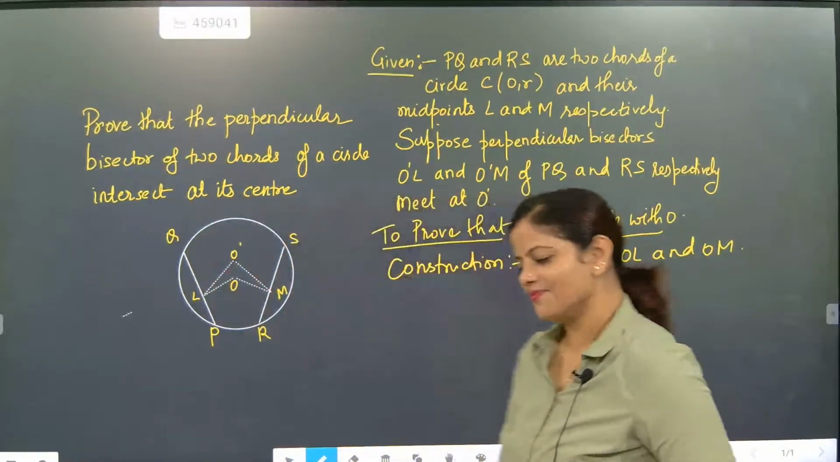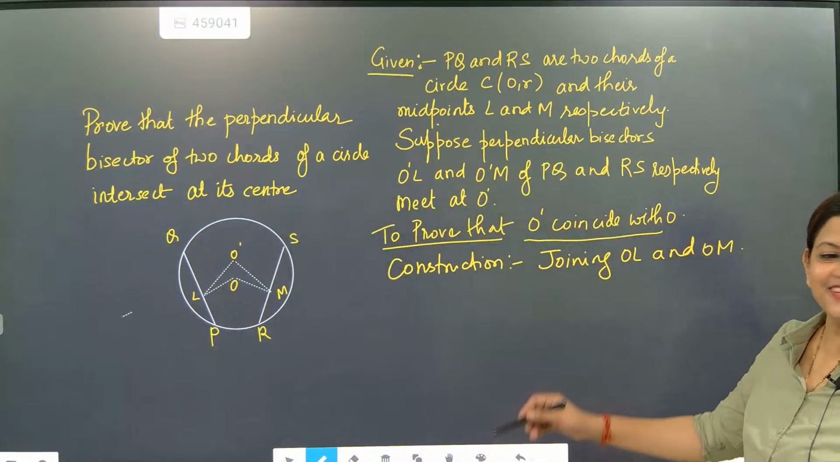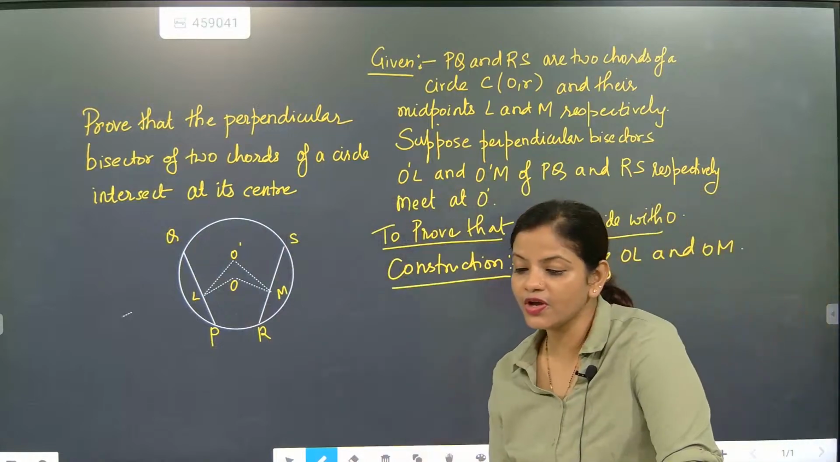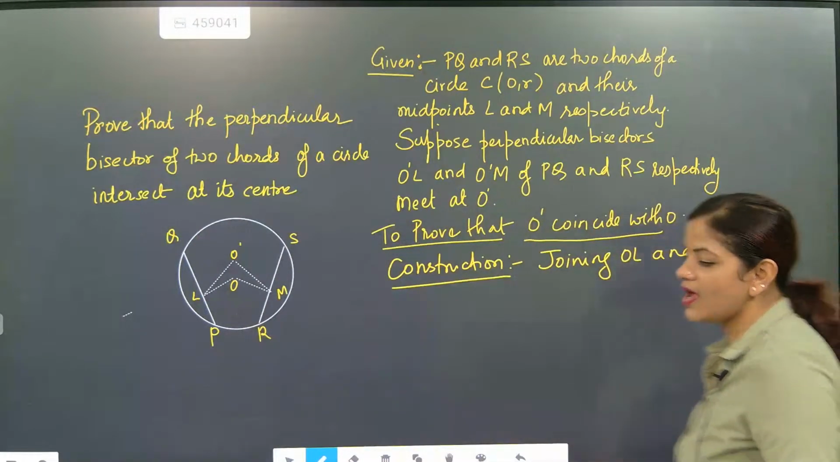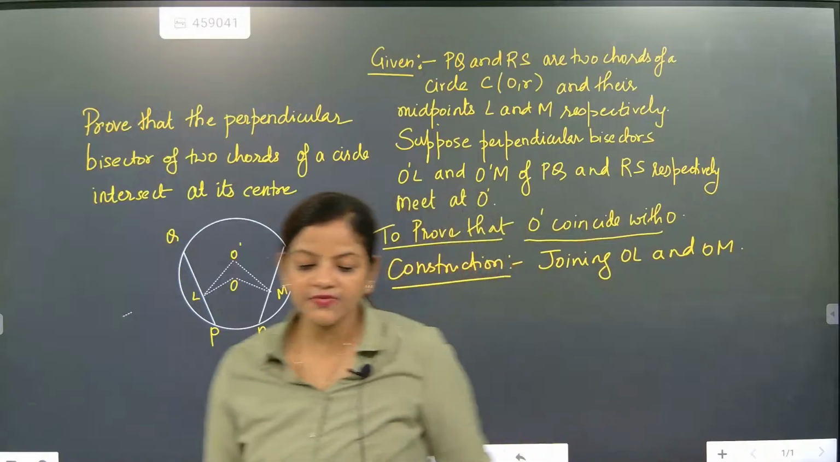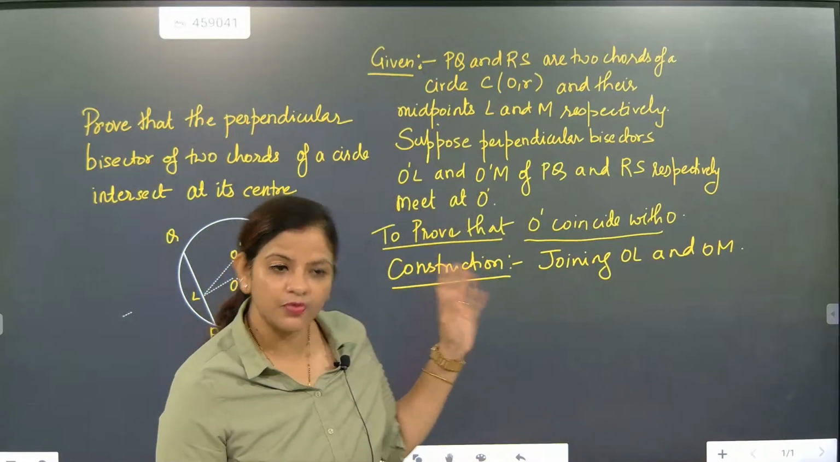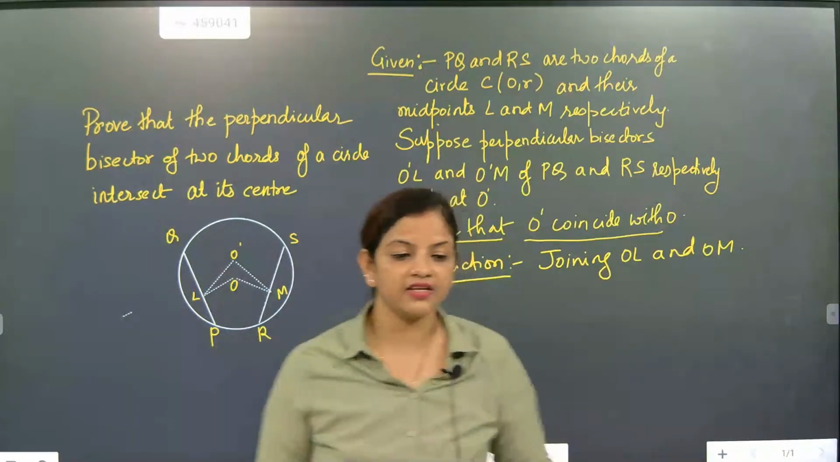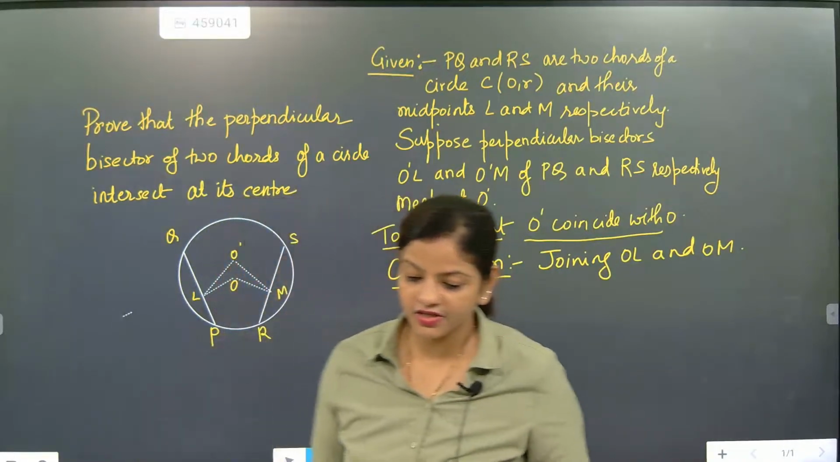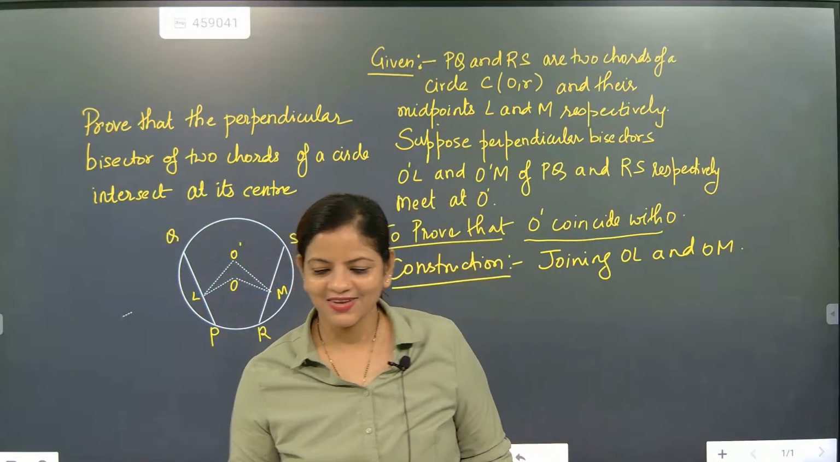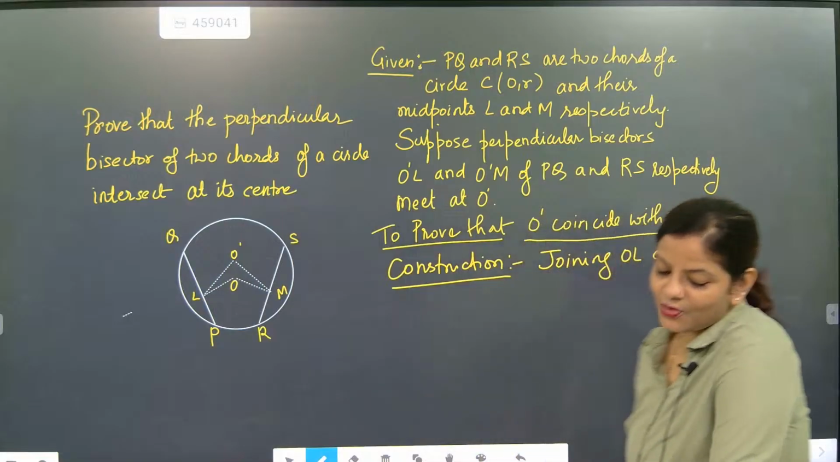Now we take the construction. So what we are going to do is join OL and OM. So what have we joined? OL and OM. Till here it is done. Now we are going to start the proof section. Written till here? Very nice. I'm seeing you are writing everything. Super. So now write the proof section.